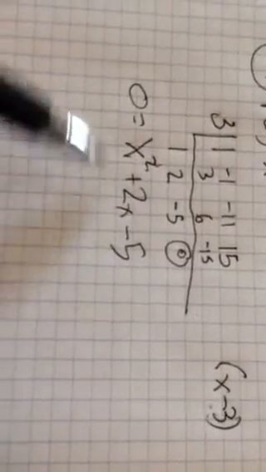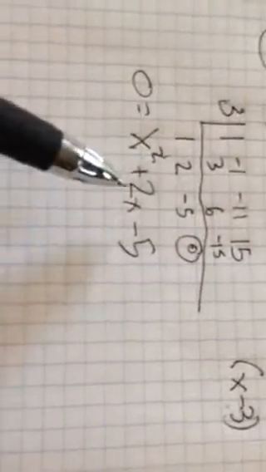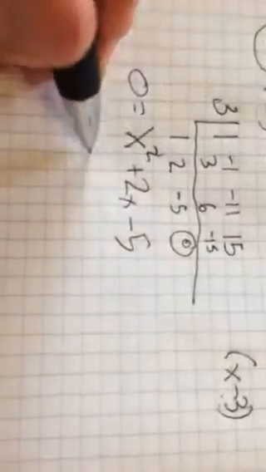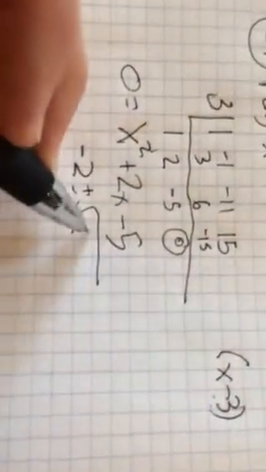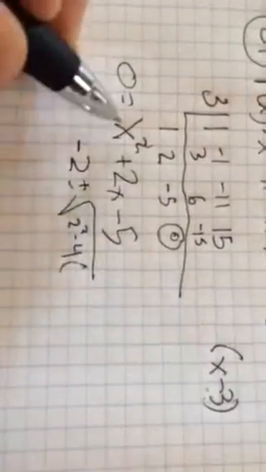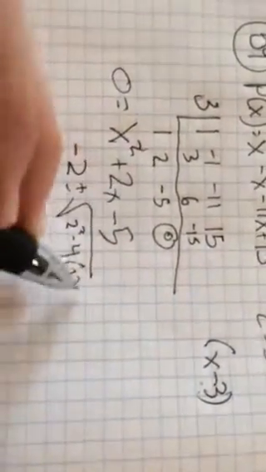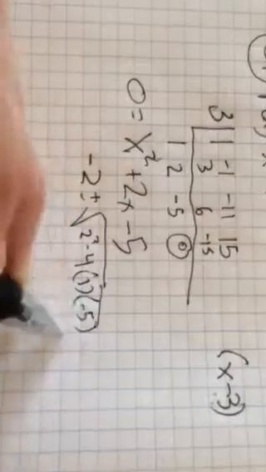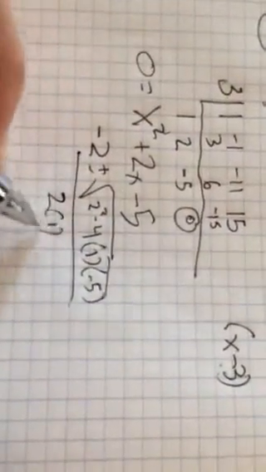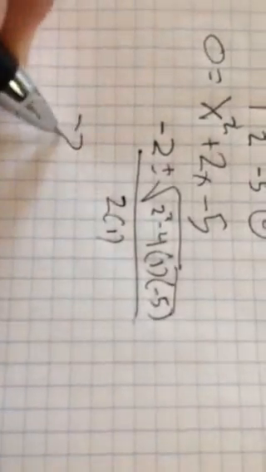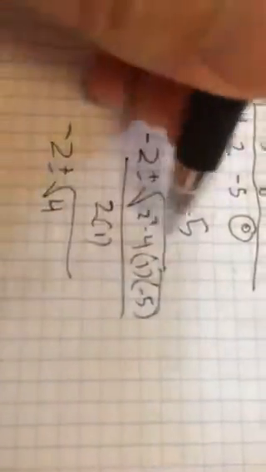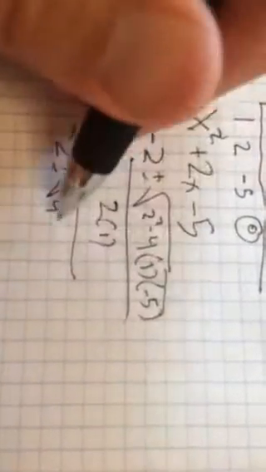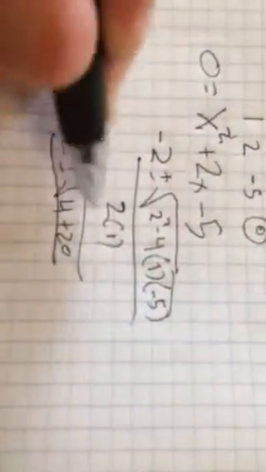So think about how you solve quadratics. If you can't factor it, you've got to use the quadratic formula. So -b plus or minus the square root of b squared minus 4 times a times c, all over 2a. All right, and now time for a little bit of arithmetic. -2 plus or minus the square root of, this is a 4, -4 times 1 times -5 is positive 20, all over 2.